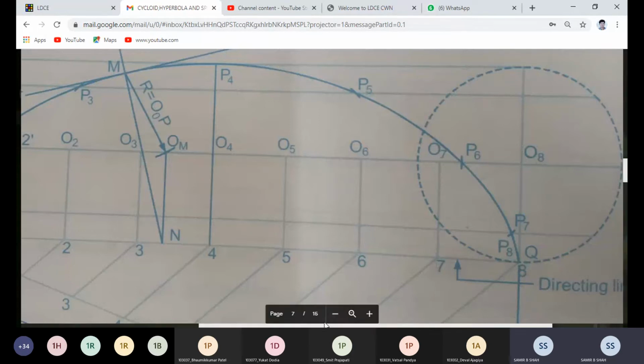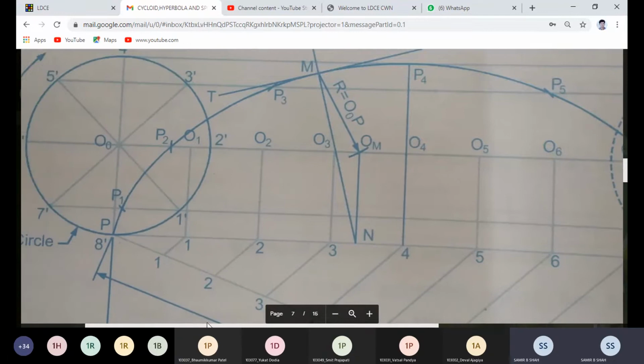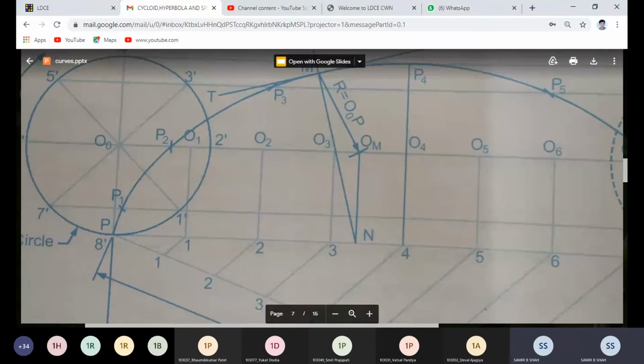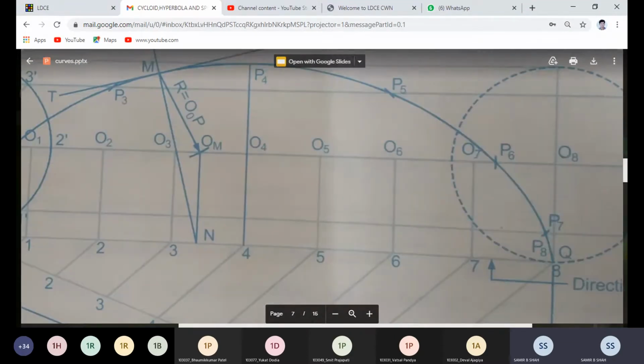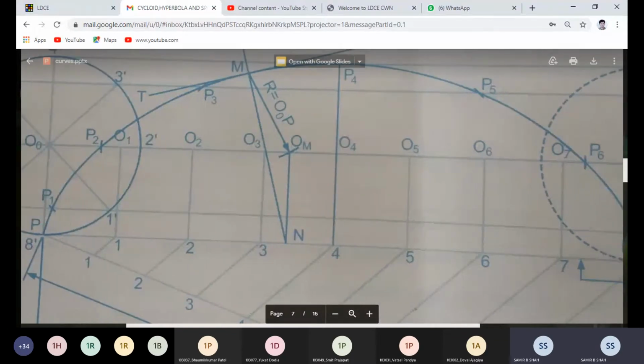Okay, so wherever we get intersection points, just mention them: if it is on the first line, then P1, if it is on the fourth line, then P4, and if it is on the 8th line, then P8. Join all the points with reference to 8 dash and here at the end 8. So you get the smooth curve, which is called a cycloid.